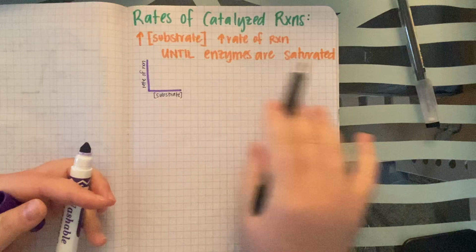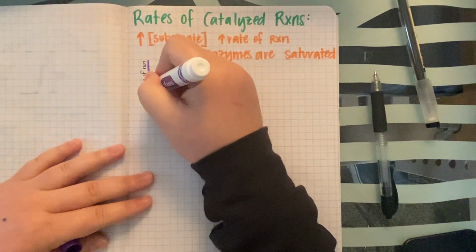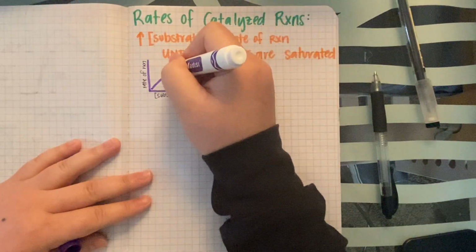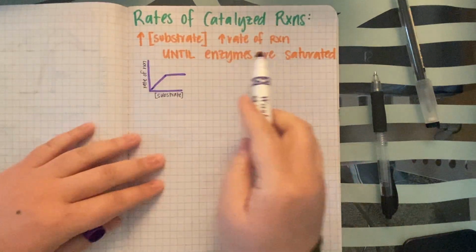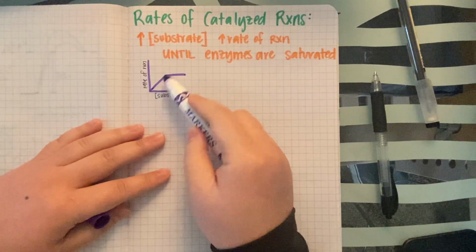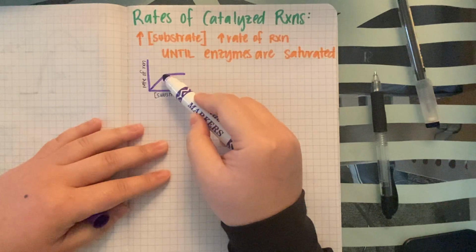It's going to hit a plateau. So we're going to follow our rule. As we increase substrate, we increase rate of reaction. And then you're going to hit a point where you've reached your maximum rate and you're just going to plateau. The reason that we increase is because when you increase the amount of substrate, you have more molecules that can now access your enzymes. So it's going to make your reaction go faster.